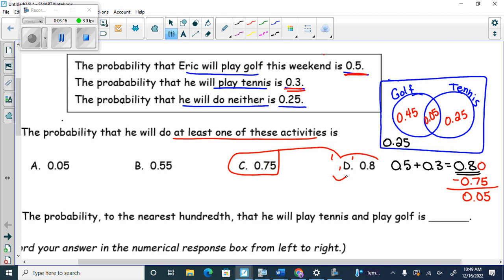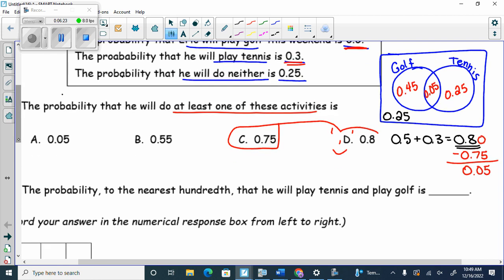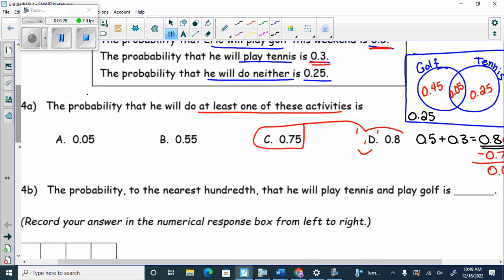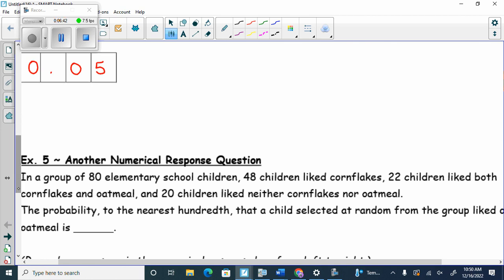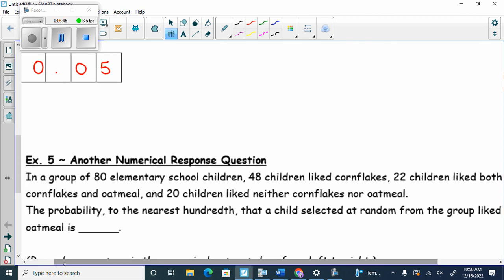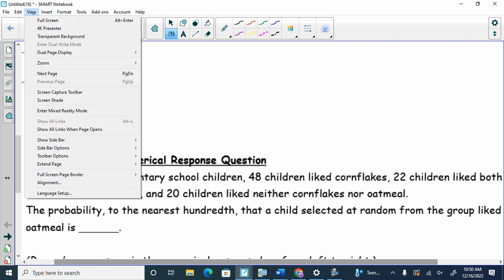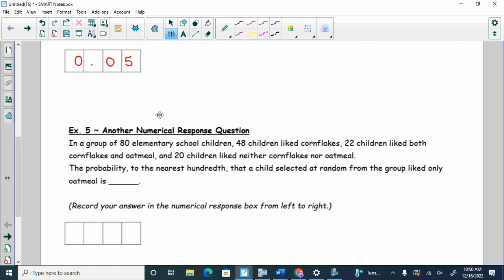All right. The probability to the nearest hundredth that he will play tennis and play golf. How much is that? So that's a probability Venn diagram. Probability Venn diagrams add to 1. You just have to remember that. Is this a probability Venn diagram? Does it talk anything about probabilities in it, or does it just sound like a normal old Venn diagram? Normal old Venn diagram. It's just things.